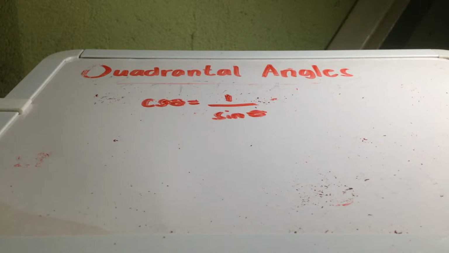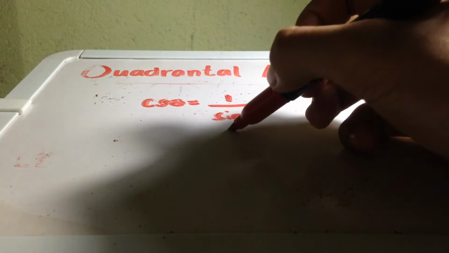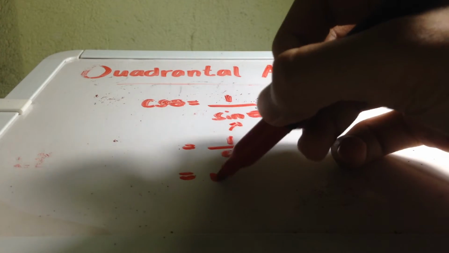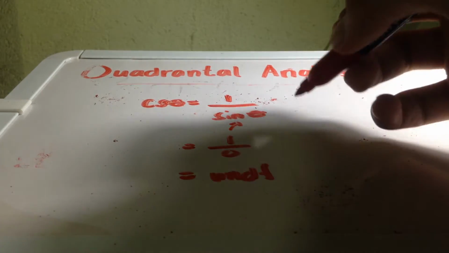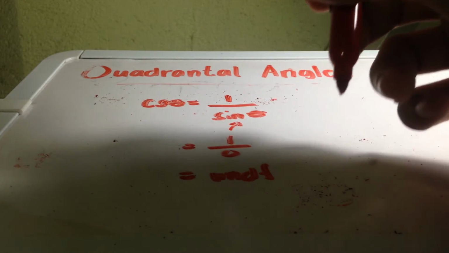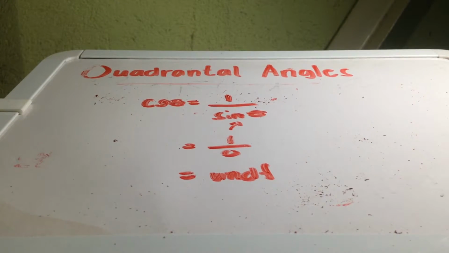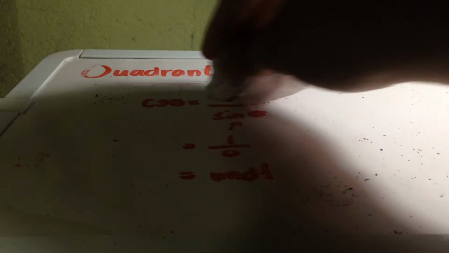Well, when you found sine 0 degrees is 0, this will become 1 over 0, which results to undefined. Going back to the table, we have found a lot of undefineds because there are also a lot of zeros in the function.